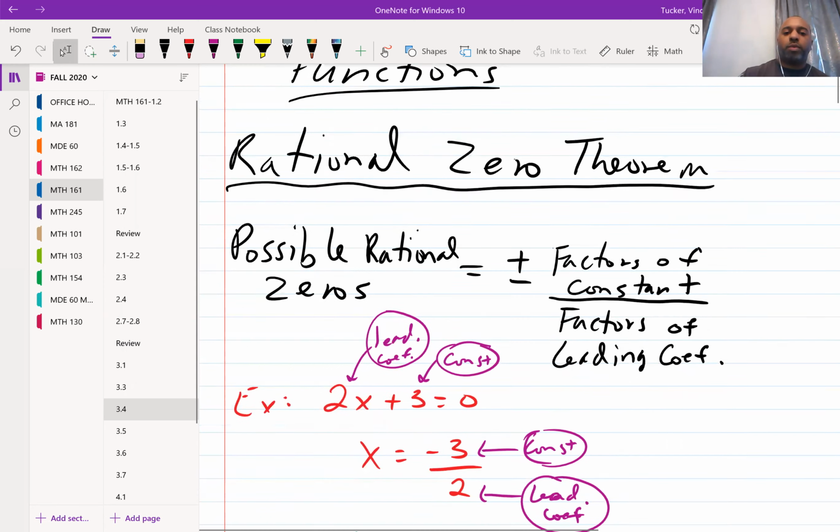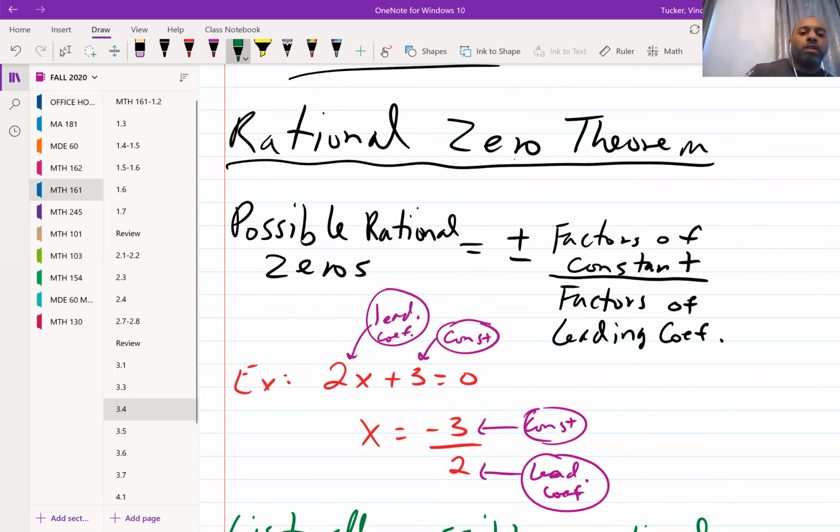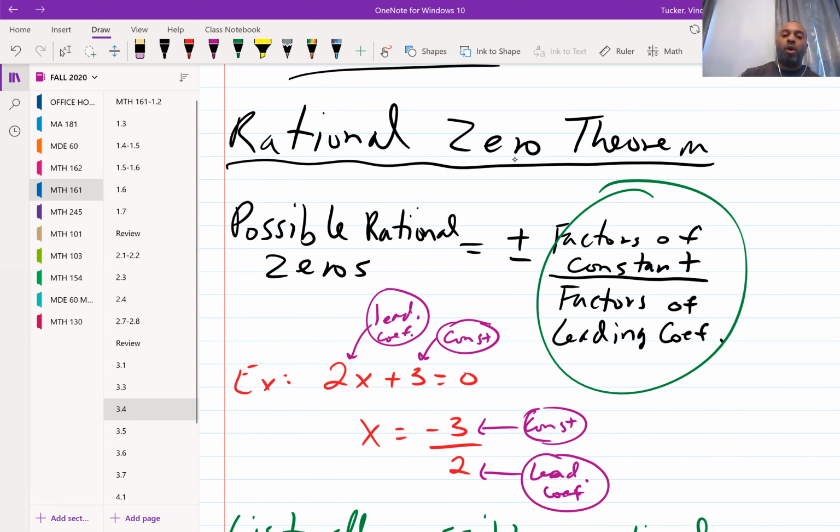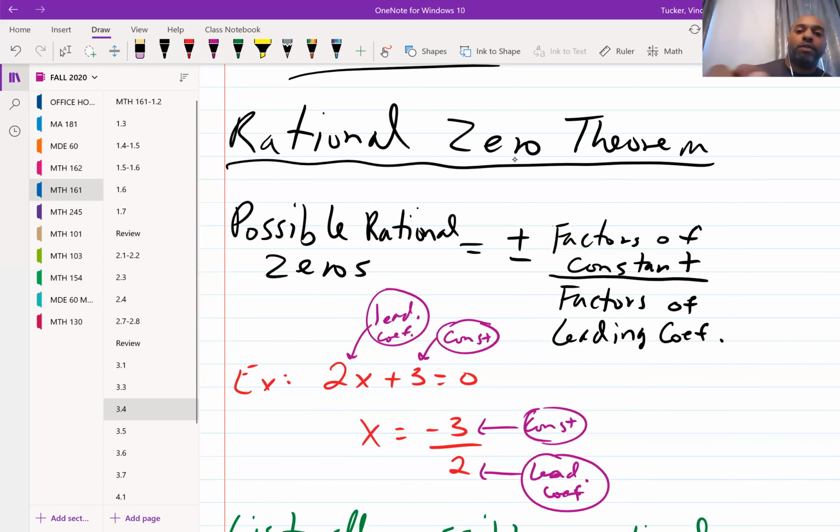All right. So where that comes from, if you look at this right here, if we had just a simple linear equation of 2x plus 3 equal to 0, our constant is 3, our leading coefficient is 2. So notice what we have here is the constant over the leading coefficient, which is the solution. So that's where this comes from. You're talking about all of your possible solutions. You would have the factors of your constant over the factors of your leading coefficient.